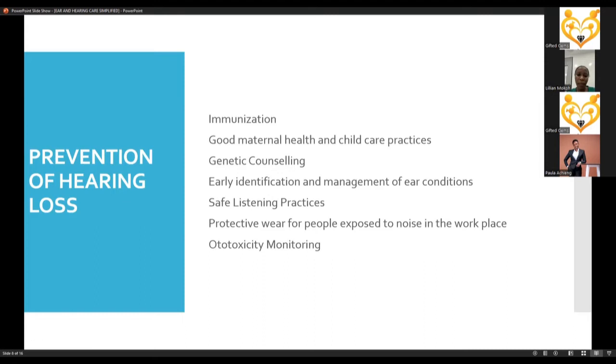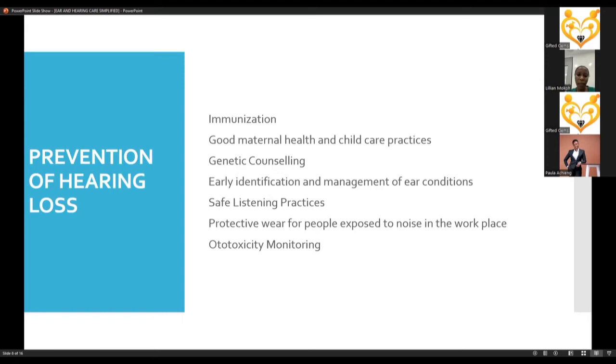Again, early treatment and identification of ear diseases. Whether you're an adult or a child, whenever you have a problem with your ears, whether it is pus coming out, whether it is pain, or a ringing sound, you should go to hospital as soon as possible, see an ENT doctor, and make sure that your ears are checked, and if there's a problem, they are treated in good time.